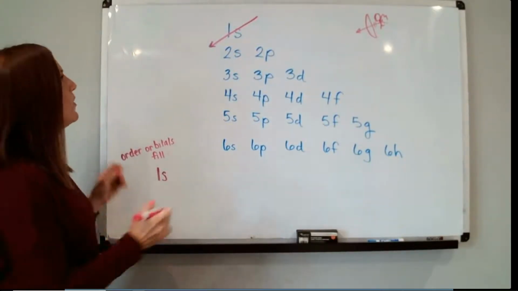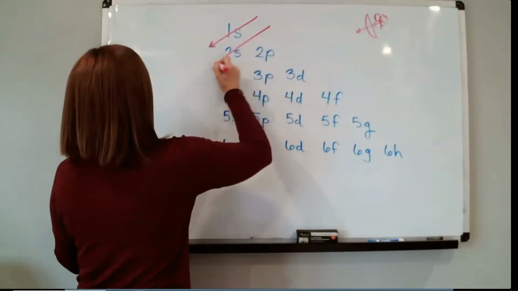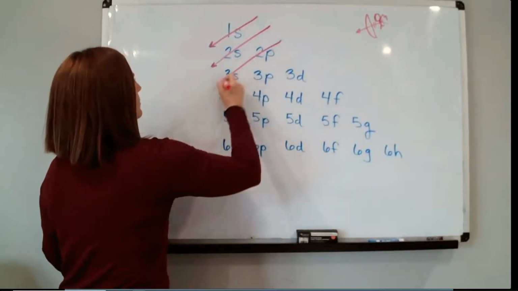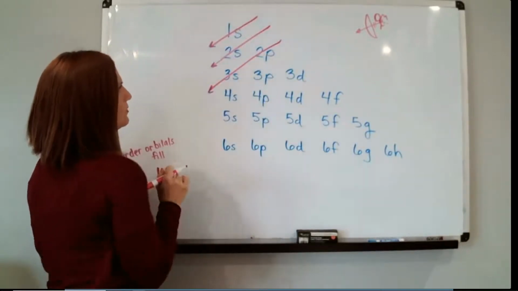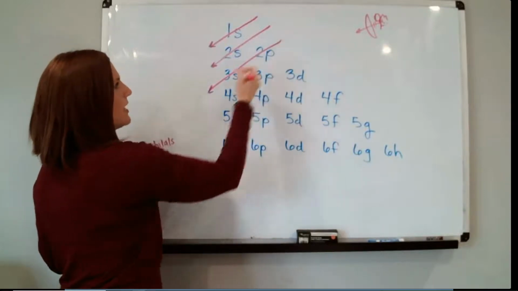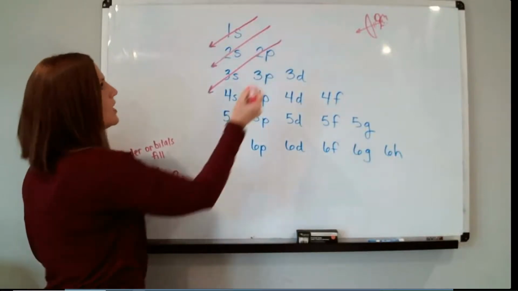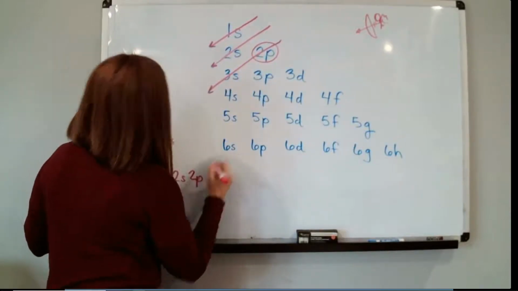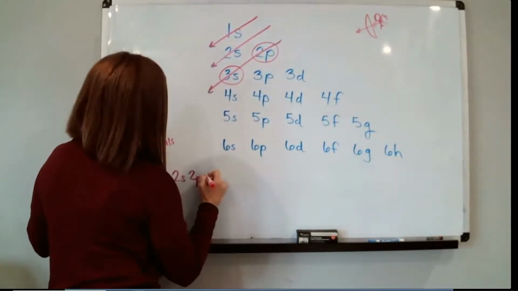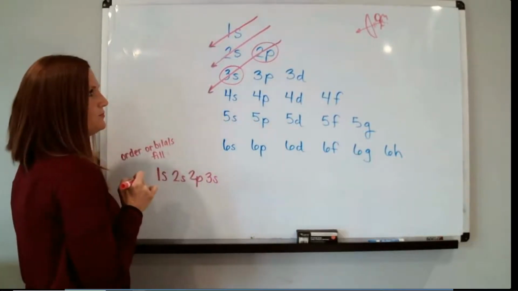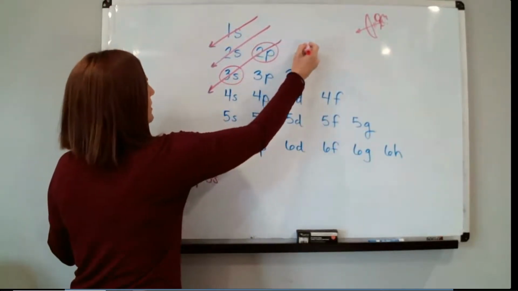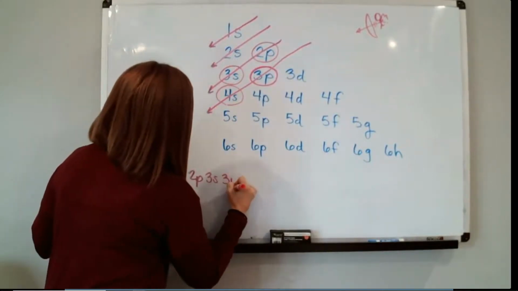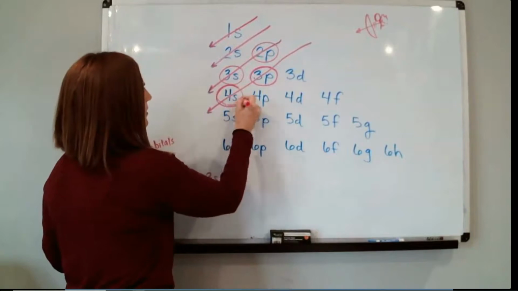So 1s, and then we're going to take another one here, 2s, and now 2p followed by 3s. So when we draw an arrow through multiple rungs, we consider which one did it hit first, 2p, and then which one did it hit second, 3s. We write that down. And now we shoot another one, 3p here, followed by 4s.